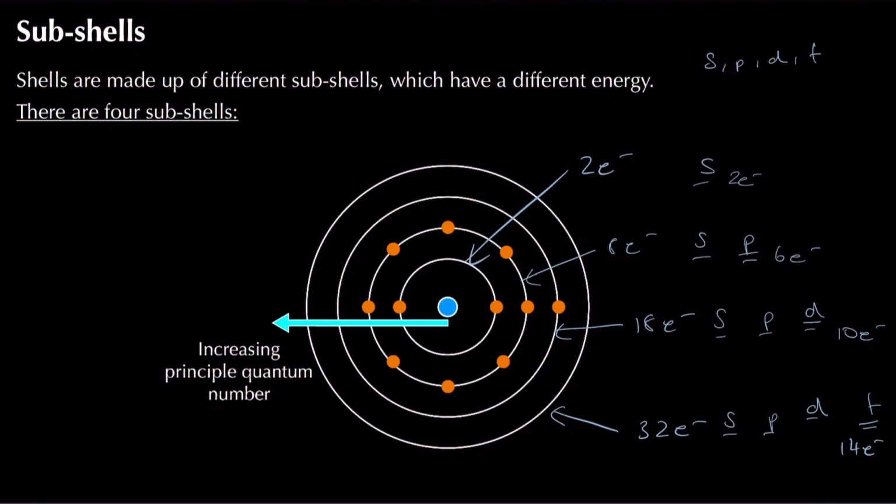And you've probably noticed a bit of a pattern here, which some people can see. The greater the actual energy level itself, the more subshells you can get. In the first shell it's just S, in the second it's SP, in the third it's SPD, and then in the fourth it's SPDF itself as well.